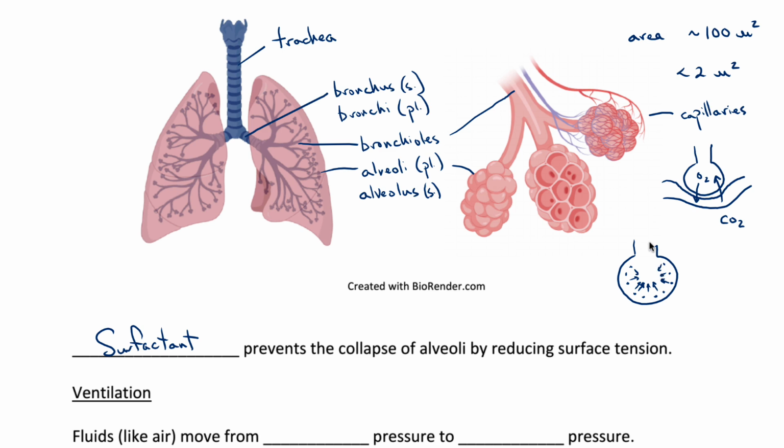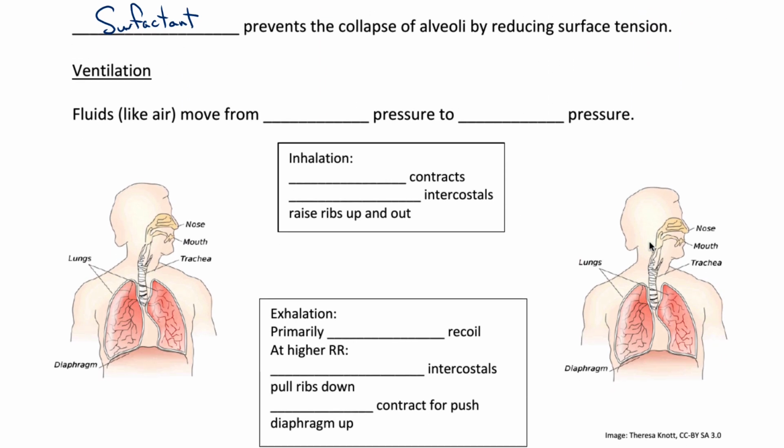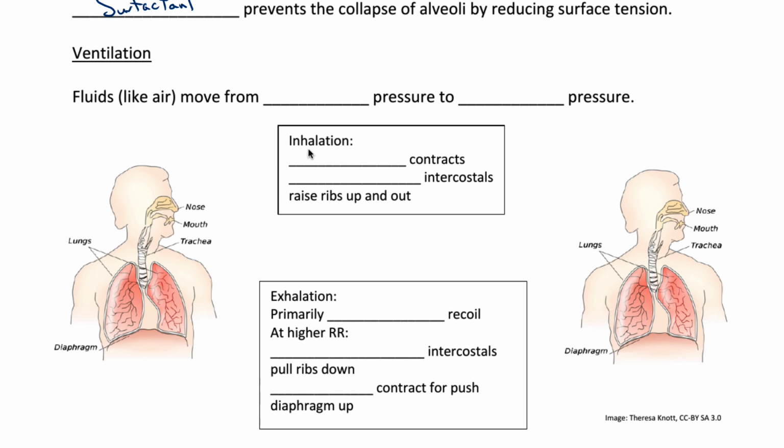Now let's talk about ventilation, or the process of breathing. So fluids like air move from areas of high pressure to areas of low pressure, and this property is harnessed in order to move air in and out. Remember that the reason we need to move air in and out is we need to continue to bring fresh air to the gas exchange surface so that there is a high concentration of oxygen, and that allows diffusion to continue.